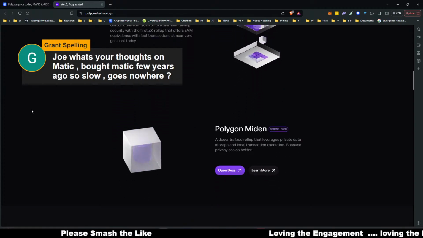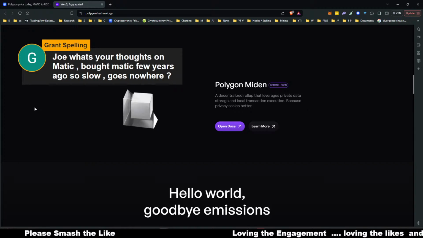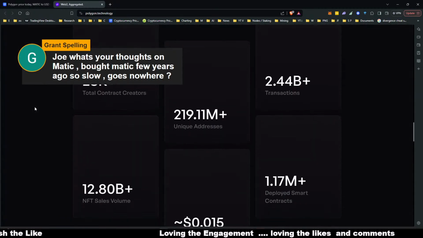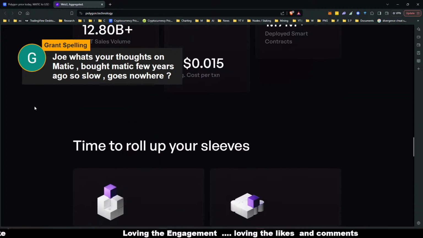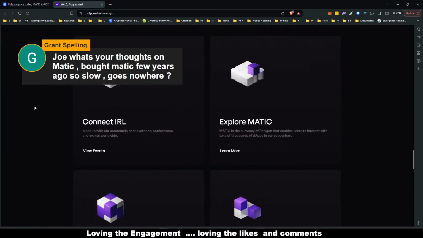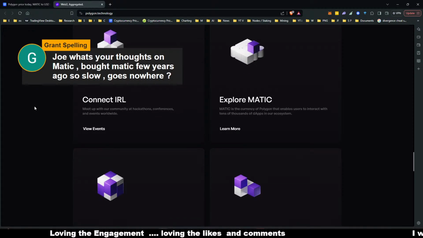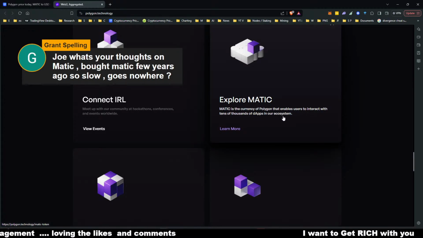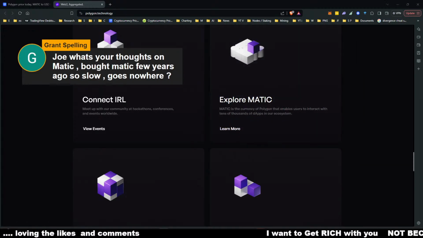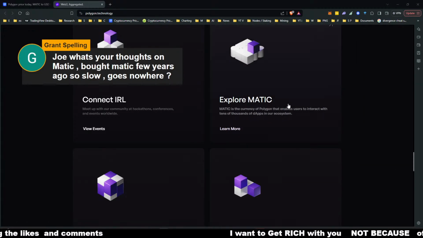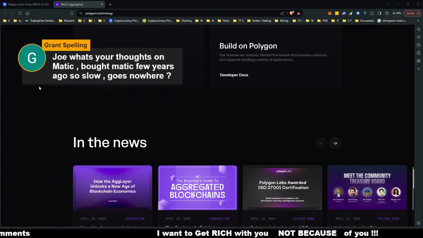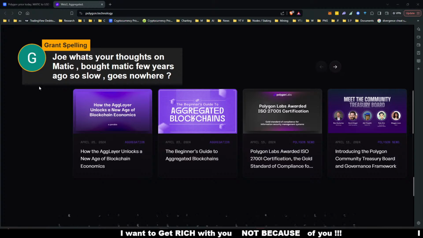Like right now, I'm really confused. Let me know, guys. I thought MATIC was layer 1. Things were built on it. Did I just have a big time Alzheimer's moment right now? What's going on? MATIC is a currency of Polygon that enables users to interact with tens of thousands of dApps on their ecosystem. Let me know, guys. I thought Polygon was layer 1.